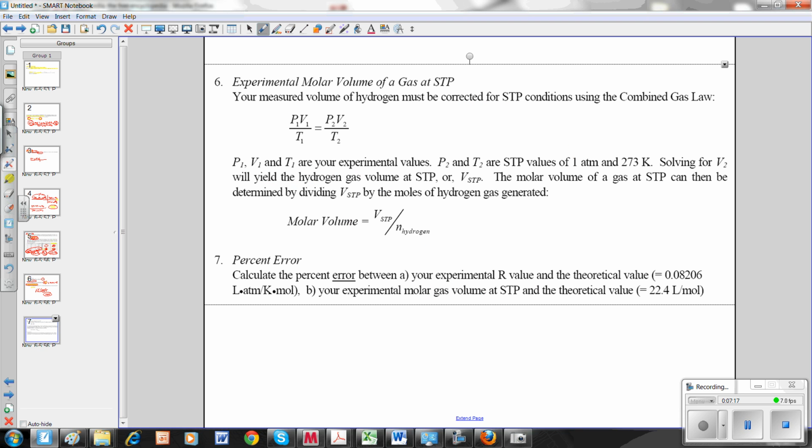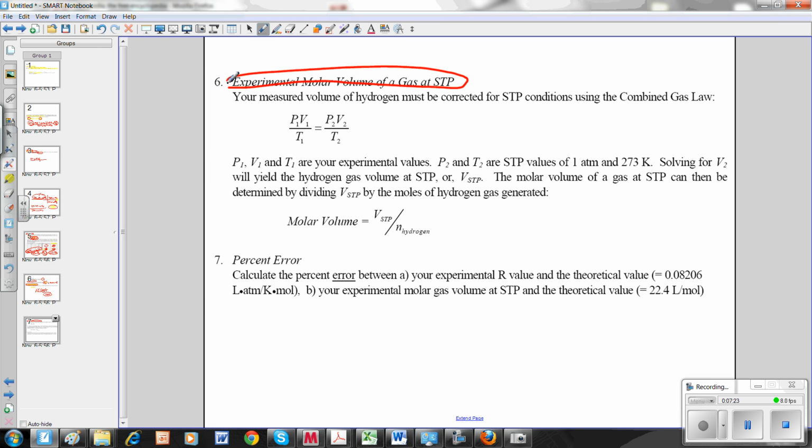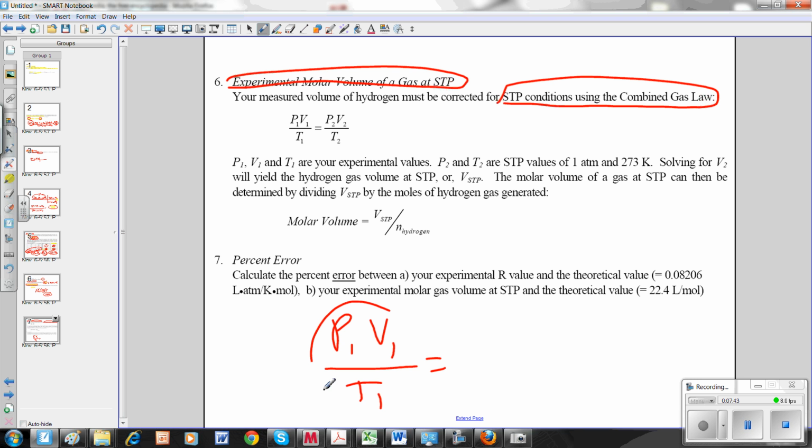The last calculation you have to do, or second to last, is the experimental molar volume of a gas. What we're going to do is use P1V1 over T1 equals P2V2 over T2 to find the STP conditions using the combined gas law. So what you would do is take your P1 from your experiment, your gas pressure, your volume from the experiment, and the temperature from the experiment. You plug in those values. These are all from the experiment that you set up. We just figured out P, V, and T, so you take all those.